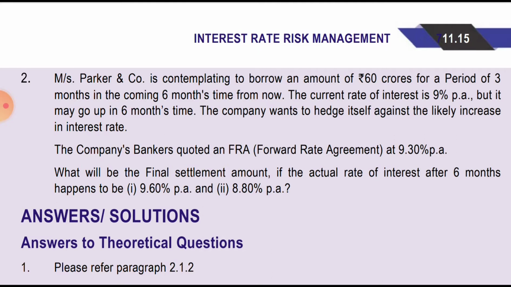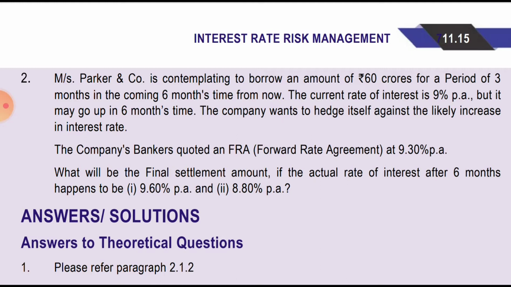The company's banker quoted a FRA, that is forward rate arrangement, at 9.3% per annum. Okay, so FRA is 9.3. What will be the final settlement amount if the actual rate of interest after 6 months happens to be 9.6, or the second option, 8.8? So FRA is given as 9.3, and we need the settlement amount if at the end of 6 months the interest rate happens to be 9.6 or 8.8.